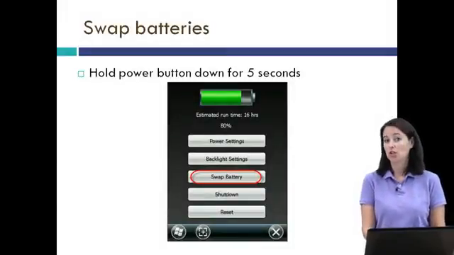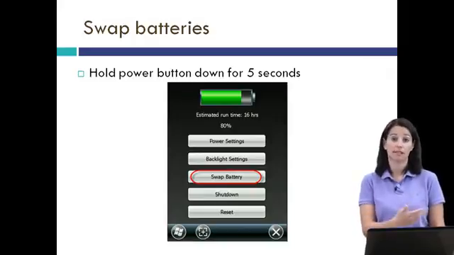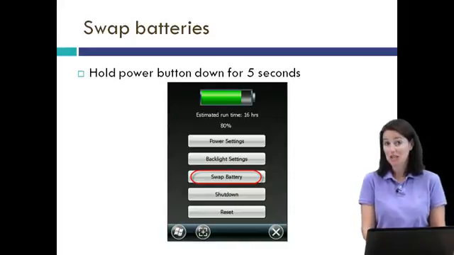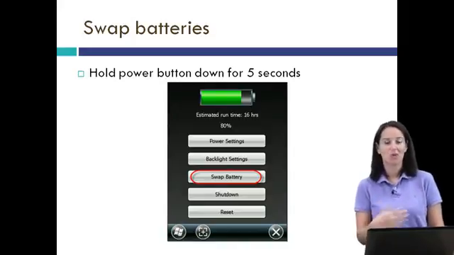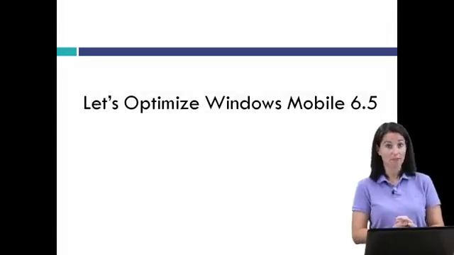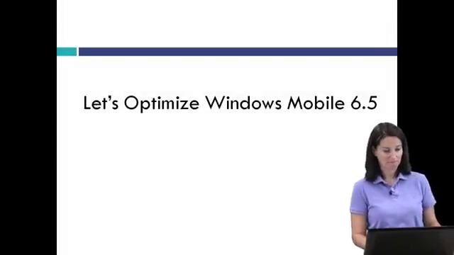And then I'll show you how you can swap out batteries if you get out in the field, you have extra batteries, and you work really long days, and your battery's low and you want to swap it out. I'll show you the proper steps. All right, so let's go ahead and optimize Windows Mobile 6.5.